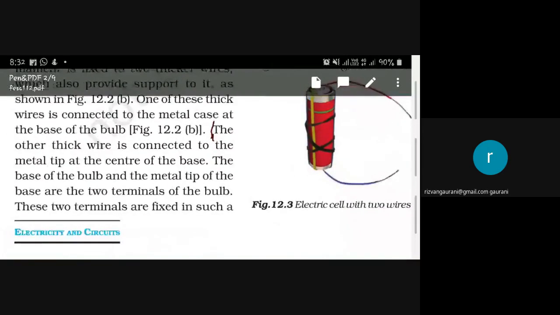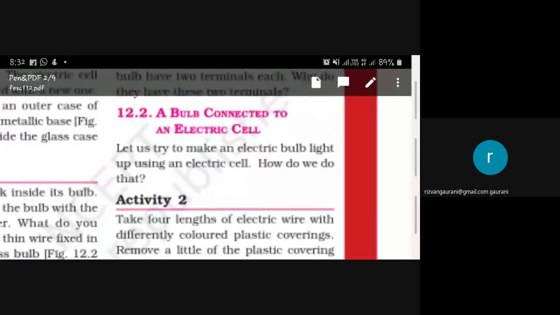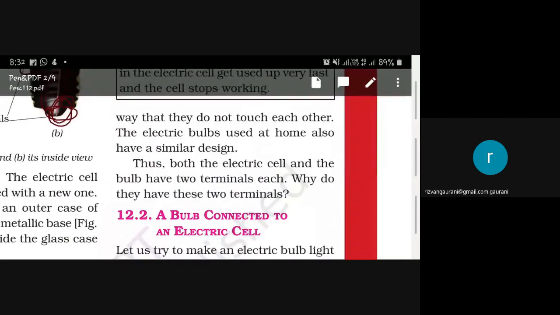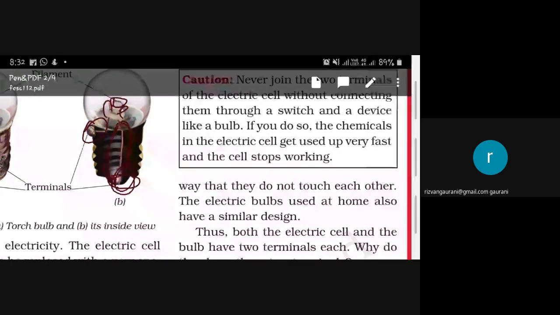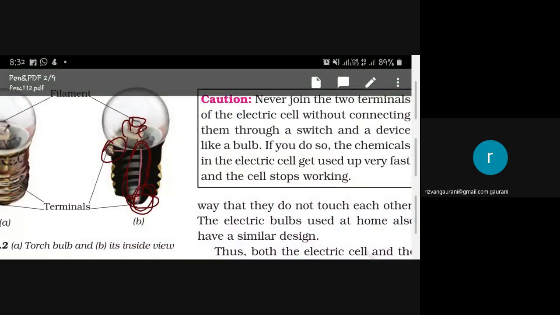The base of the bulb and the metal tip of the base are the two terminals of the bulb. As I told you, there are two terminals. These two terminals are fixed in such a way that they will not touch each other. This type of bulb is used in our homes also. Now we will read this box.